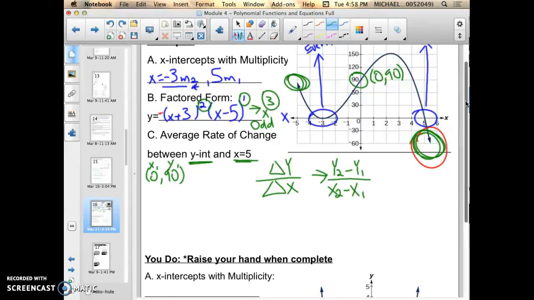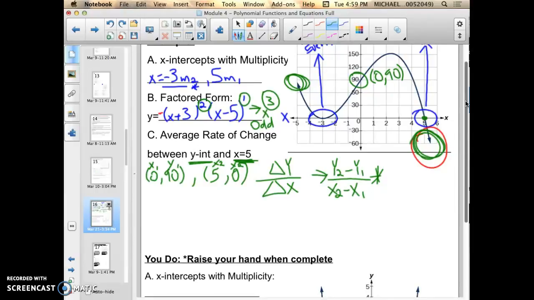And then the other piece of information is the average rate of change at x equals 5. So at x equals 5, right here, the x value is 5, so that's my x2. And at x equals 5, the y value at that point is 0 because it's hitting at the x-axis. So the y value is 0, and that is my y2. So I've identified, for average rate of change, my y2, y1, x2, x1, and now I just input the information into the formula.